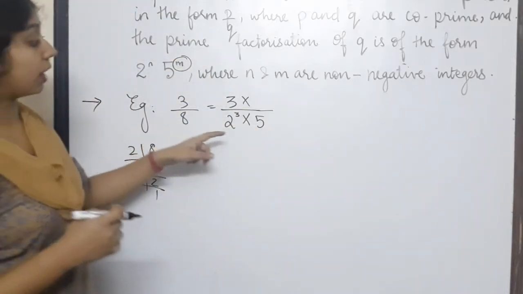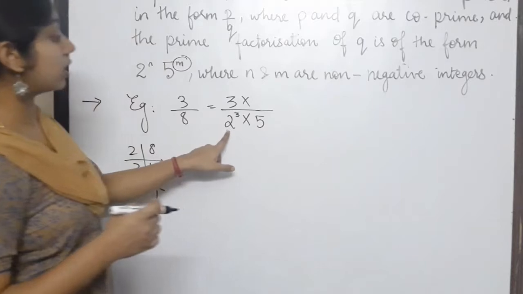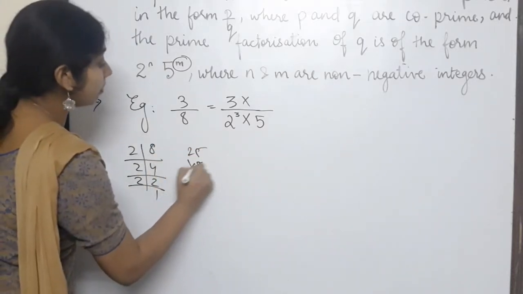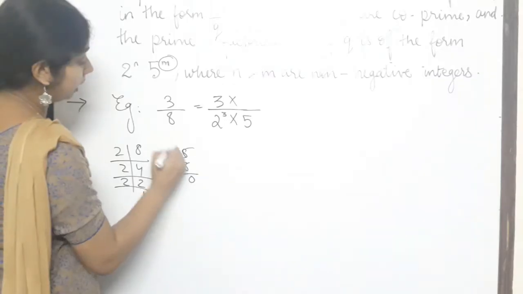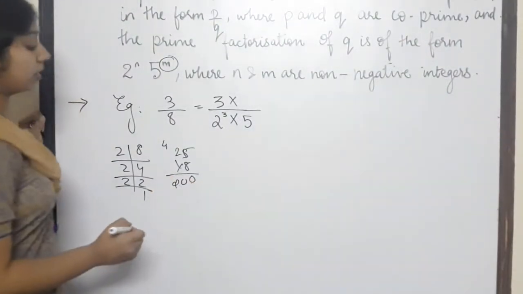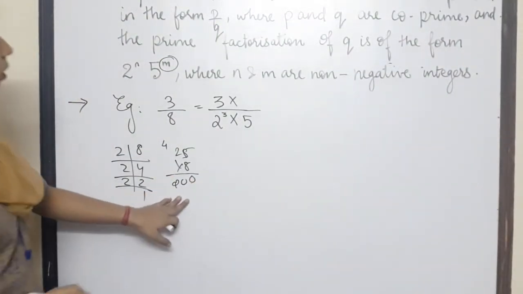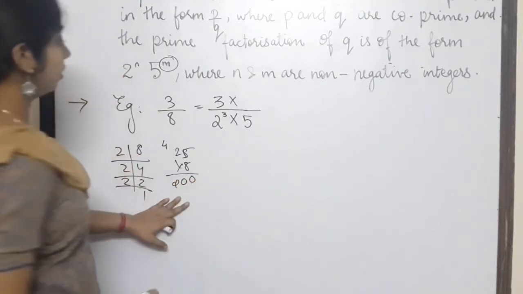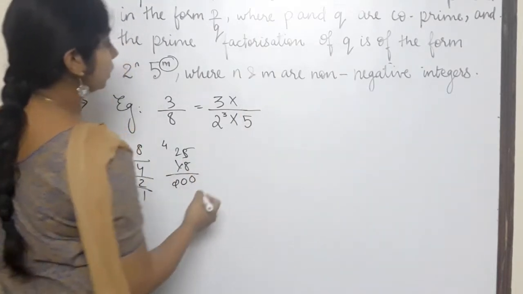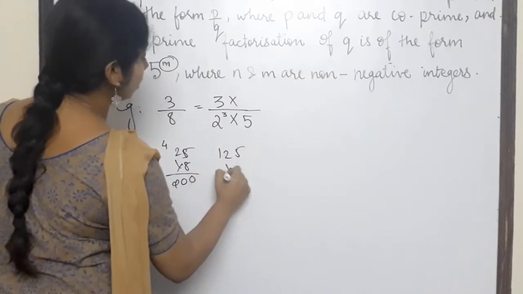Now next number, if I take 5 squared, that means 8 multiplied by 25. Let us check 25 multiplied by 8. 8 multiplied by 5, 8 5s is 40. 8 2s are 16, 17, 18, 19, 20. So this is in the form of 200, right? Next we have 5 to the power 3, that is 125 into 8.